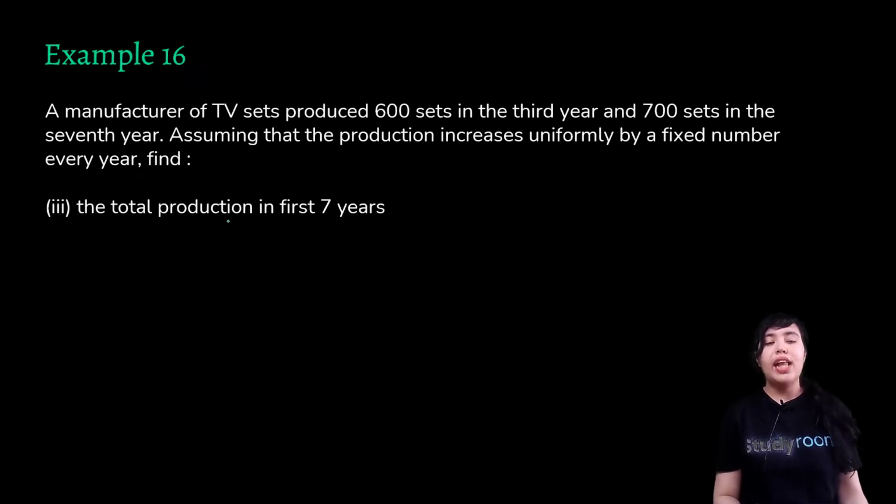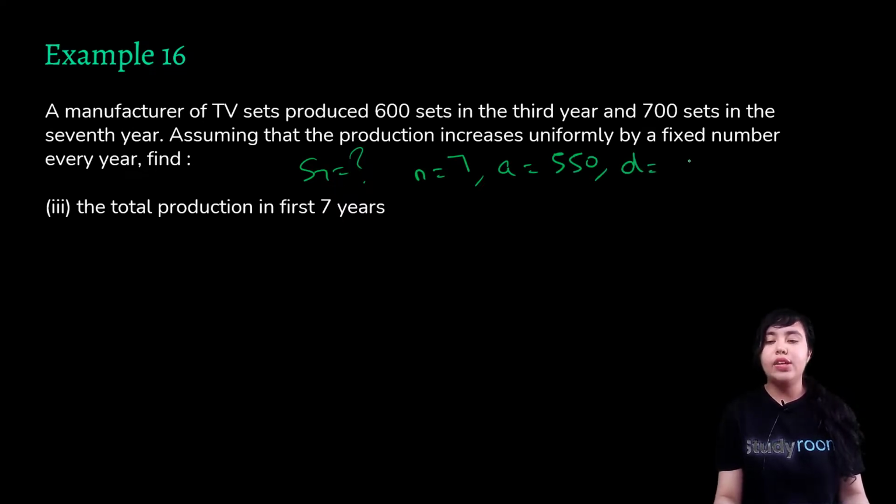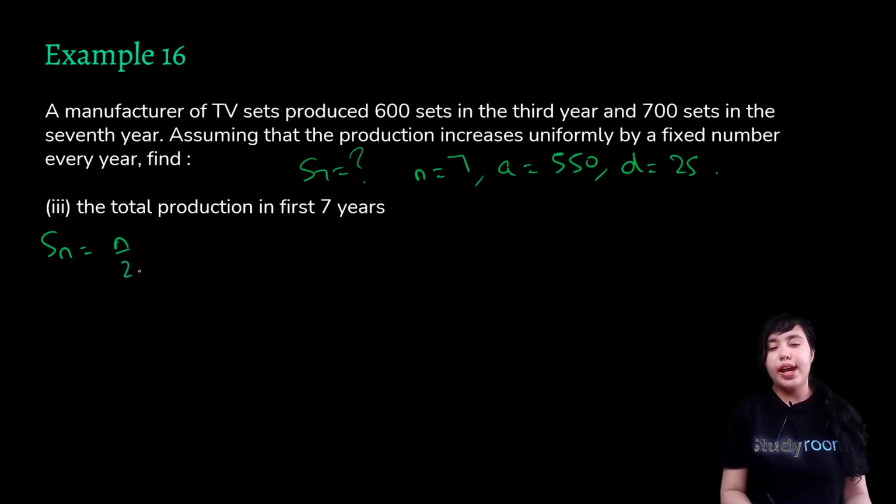And then you have to calculate the total production in the first 7 years. That means S7 is what you need to find. Since they've specified the number of years, n is given to us as 7. A we found out as 550 and D we got as 25. So we can make use of the formula Sn is equal to n by 2 into (2A plus (n minus 1) into D). Or again, since we know A7 is 700, it will be better to use this formula, n by 2 into (A plus An).